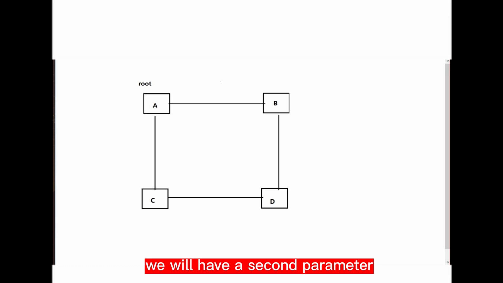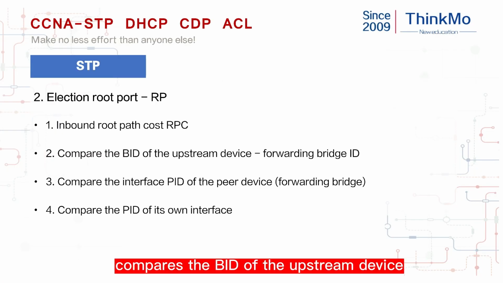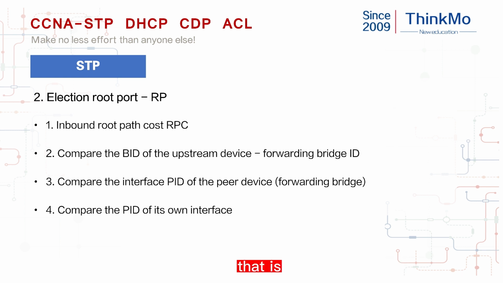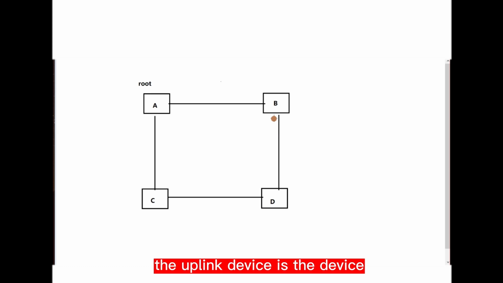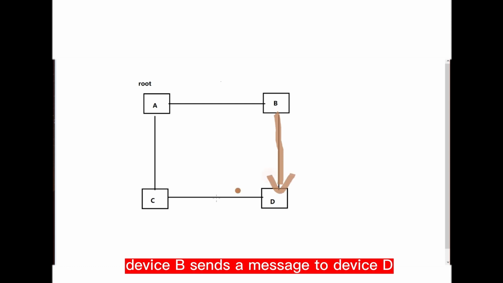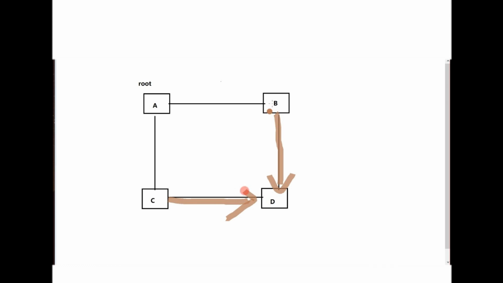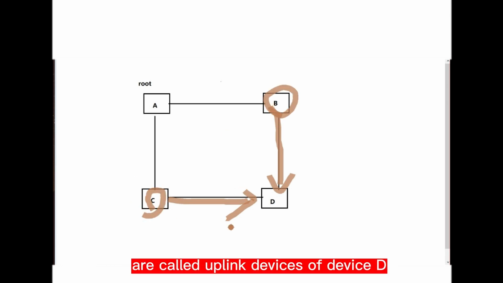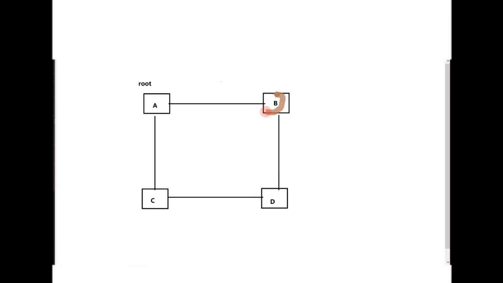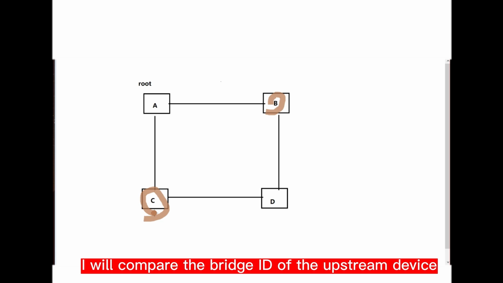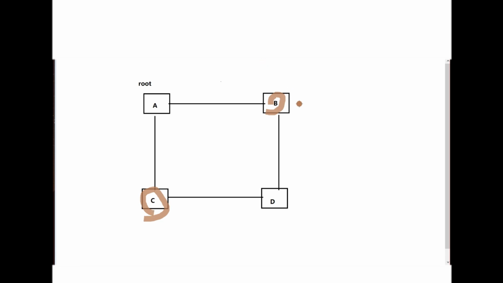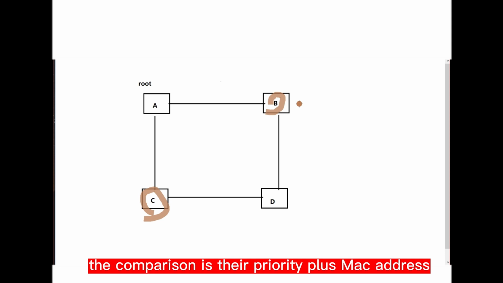We will have a second parameter. The second parameter compares the bridge ID of the upstream device, that is, the forwarding bridge ID. The upstream device is the device that sends this message to you. For example, device B sends a message to device D, and device C sends a message to device D. Both device B and device C are called upstream devices of device D. If the RPC can't be compared now, I will compare the bridge ID of the upstream device. In fact, the comparison is their priority plus MAC address.